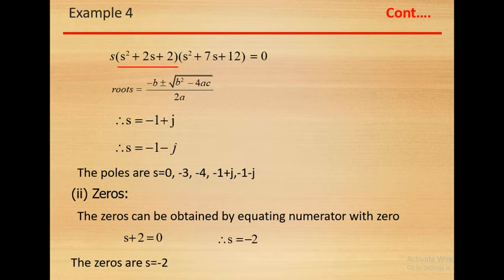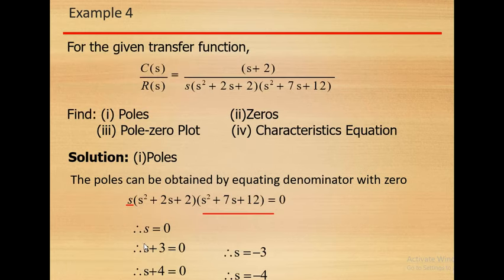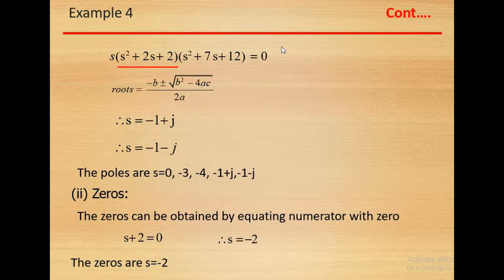Now to calculate the value of a 0, the zeros can be obtained by equating the numerator with 0. Because if you see, the numerator is s plus 2, so s plus 2 is equal to 0, that's why s is equal to minus 2 here. We can put s equal to minus 2 so that the transfer function's value becomes 0 here, and that is the definition of a 0.